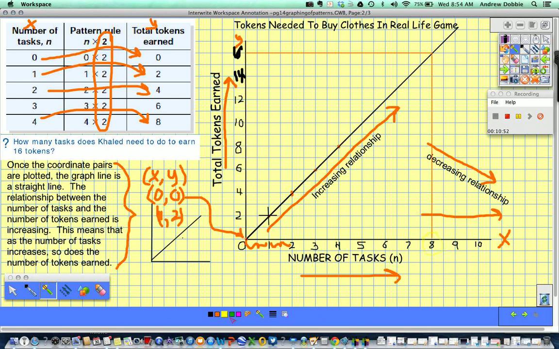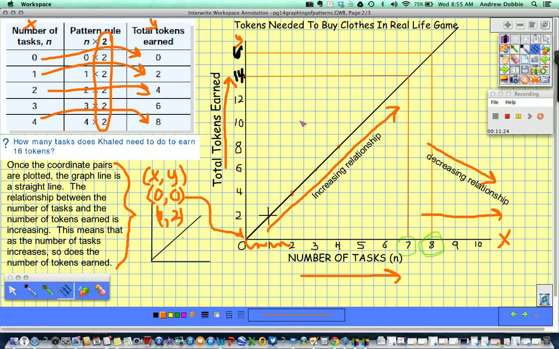Let me change the color. How many tasks have to be completed in order to earn 16 tokens? To work backwards, I can say, well, if he completes 7 tasks, and I go up this way, how many tokens would he earn? Well, he would get 14. And for every task he completes, he gets 2. Okay, so if he completes 7 tasks, he gets 14 tokens. That means he only has to complete 1 more task to get 16 tokens.